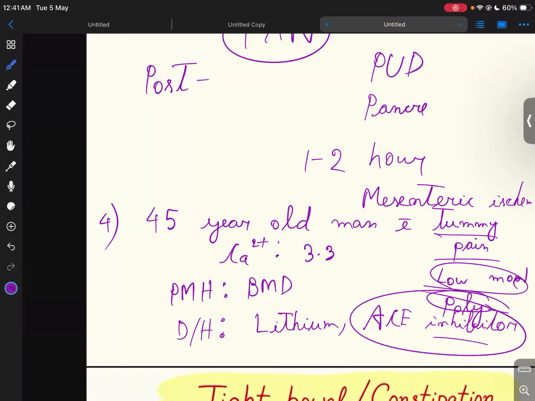Yes, we have to change this ACE inhibitor. We have to tell the patient, stop this medication, and I'm going to talk to my consultant to change this with a safer one. Because lithium with ACE inhibitor can cause lithium toxicity.